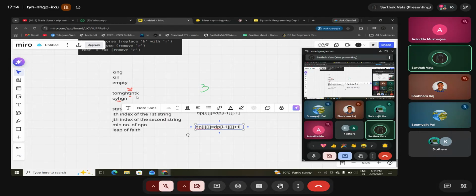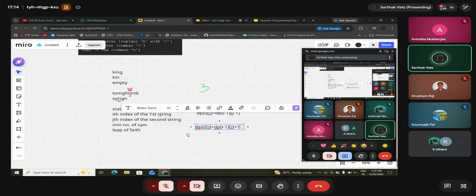Since you are removing an element, I would check that before this j, whatever the element, since I need to make both the strings equal, that should have been equal to h, right? Like this is t, but when we had calculated for these strings earlier, we would have calculated the number of operations to convert t into h, right?